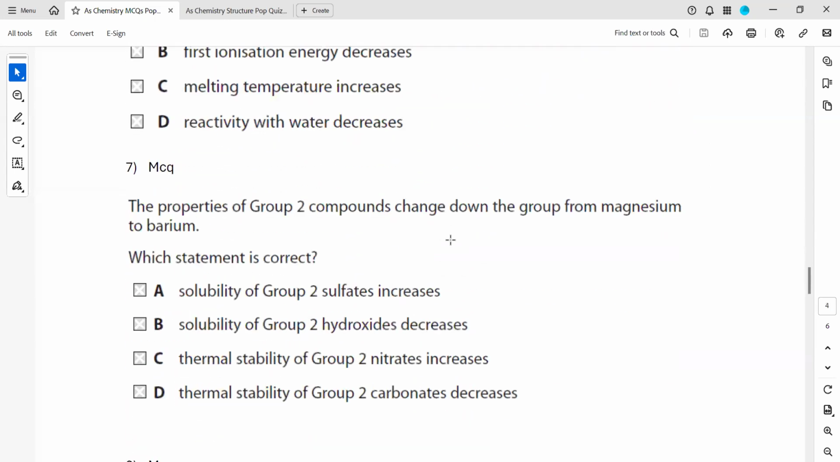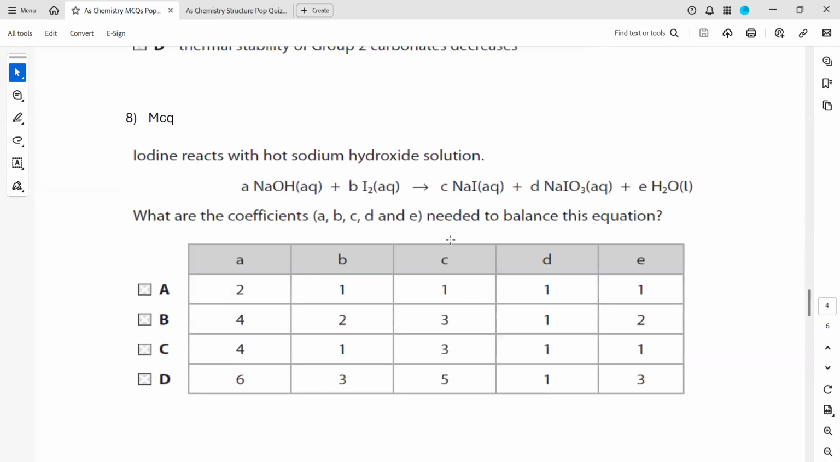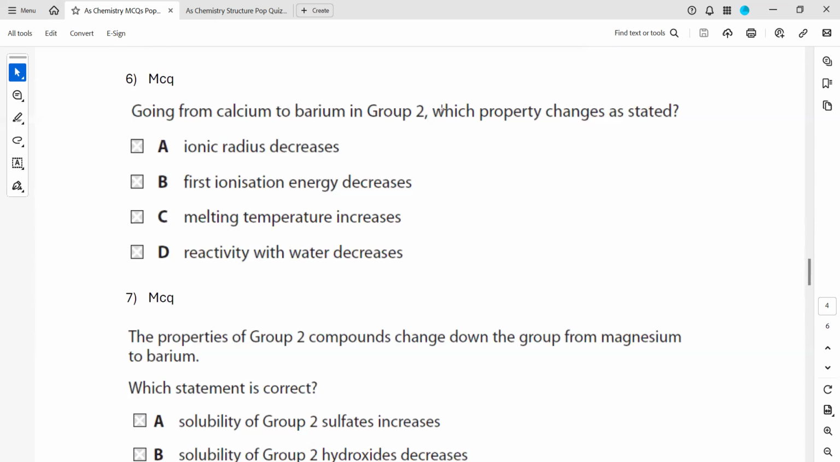Question 6 or 7, any doubt? Question 6, okay. Going from calcium to barium, which property changes? We have calcium, then strontium, and then barium. As we go down the group, what will happen to ionic radii? Ionic radii does not decrease; the size of an atom increases, so ionic radii will increase.